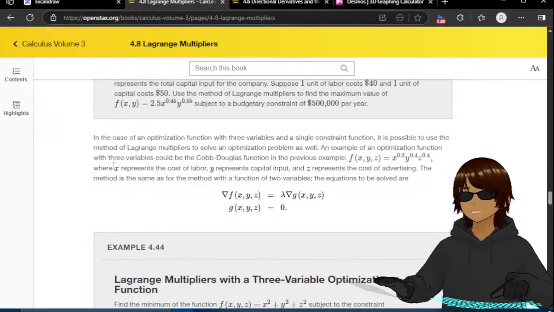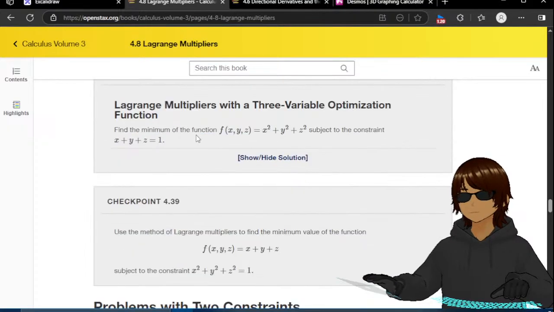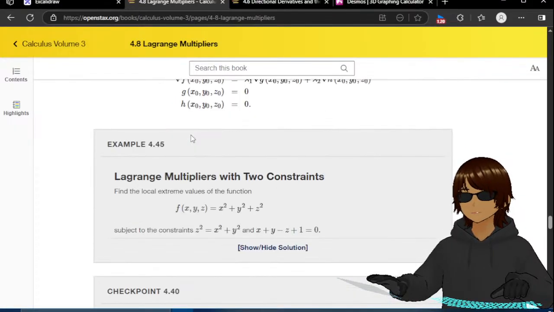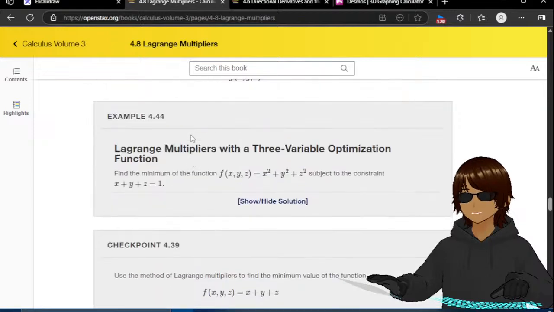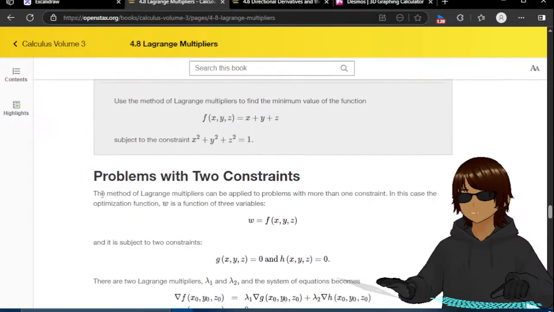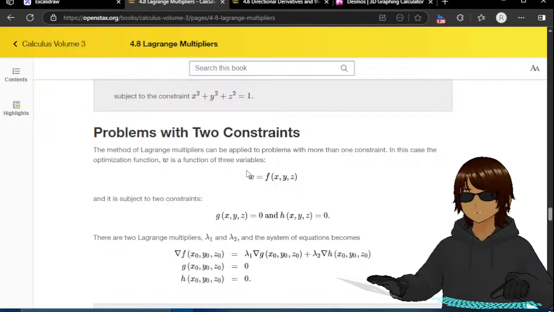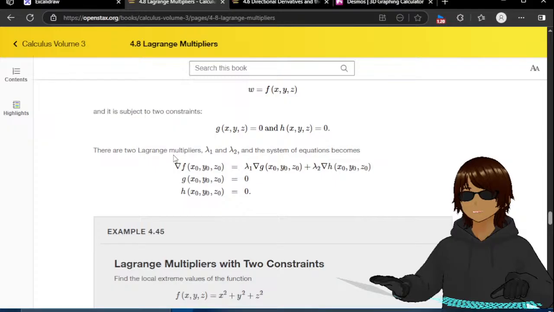In the case of an optimization function with 3 variables and a single constraint function, it is possible to use the method of Lagrange multipliers to solve an optimization problem as well. Right, I will just read this. Problems with 2 constraints. The method of Lagrange multipliers can be applied to problems with more than one constraint. In this case, optimization function W is a function of 3 variables, subject to 2 constraints. There are 2 Lagrange multipliers. The system of equations becomes this.